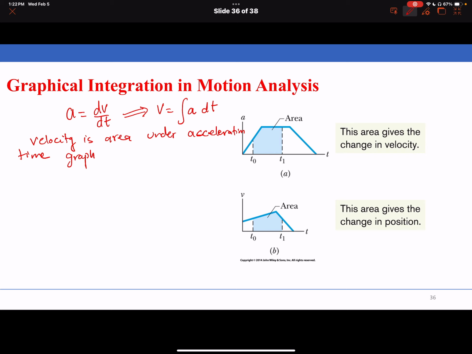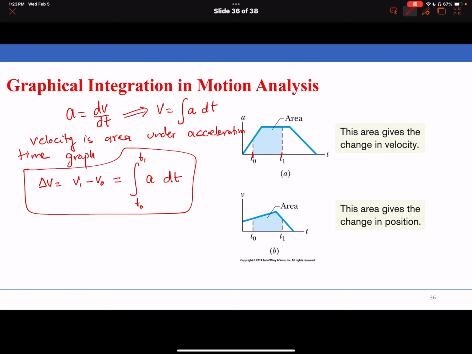How do you calculate velocity from here? They're saying there are two time intervals, t0 and t1. The change in velocity, delta v, which is v final minus v0, going from initial time to final time, is the integral of a dt. This will rarely happen. We will not really look at acceleration that is a function of time. We will only be dealing with constant acceleration, but in case you have to.